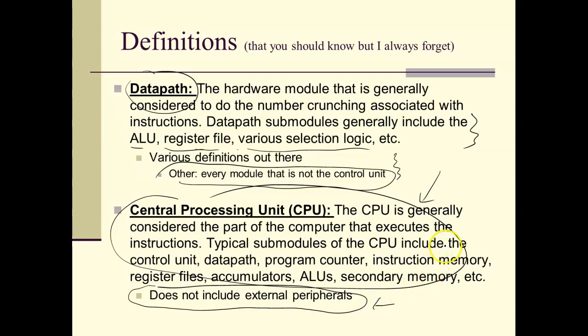Okay, and once again, you should know these things. Once again, I kind of trip up on them, so don't freak out over them. This one's actually pretty easy to memorize. Data path, I kind of like this definition as everything except the control unit. And that's it.